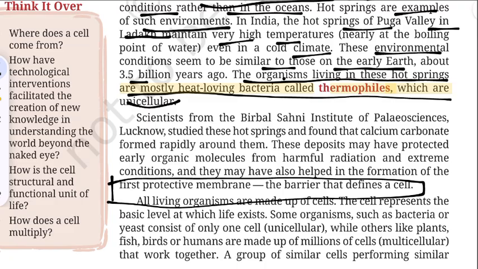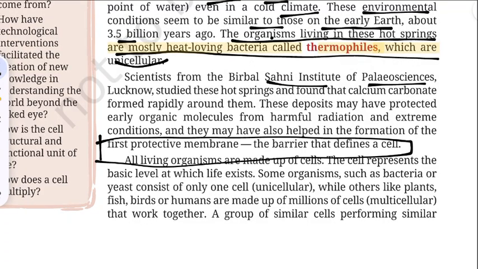A question can come, like they can ask you the name of the institute or the paleosciences name, and they can ask you what used to get deposited. They can even ask you to give reason: it is found that calcium carbonate is formed rapidly around hot springs. Why? So you will write whatever I have told you. Now let's come to the next topic.